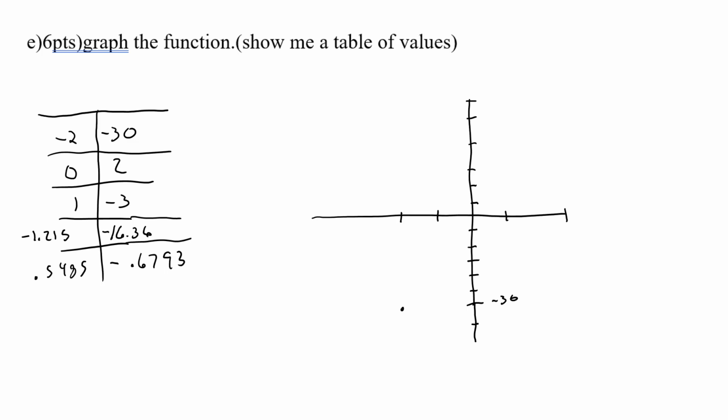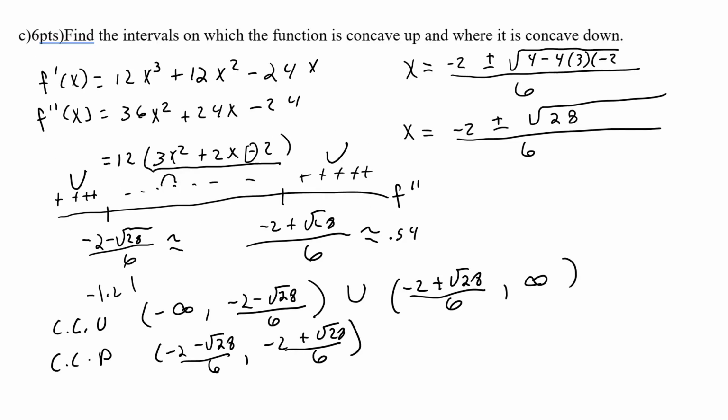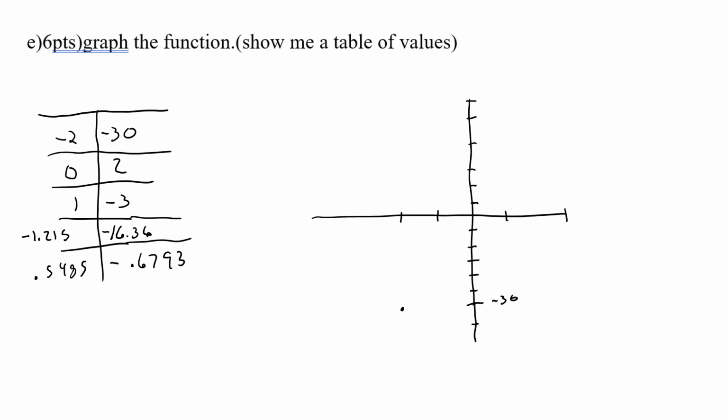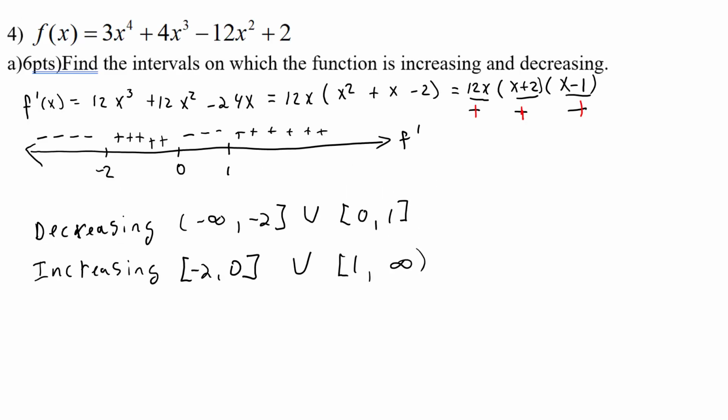If we look at our sign charts, to the left of negative 2, we were doing two things. We were decreasing, and then we were concave up. So decreasing and concave up means my graph goes like that. Once we got past negative 2, we started increasing. So from negative 2 to 0, we were increasing.